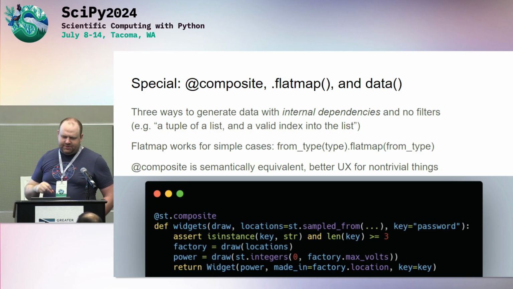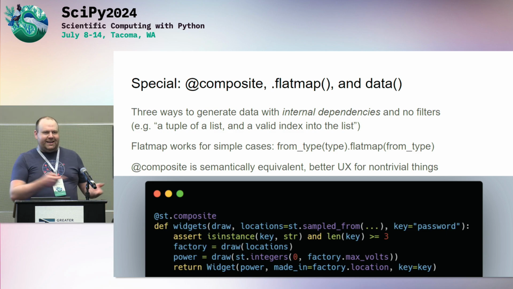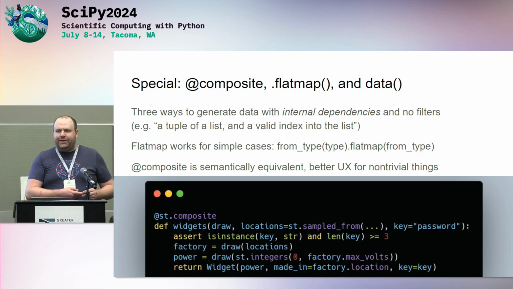Everything we've described so far has really been self-contained bits of data, where you sort of have a complete description of what it is and you build it up by composing parts. And that's most of the time, and it's beautiful when it works. But sometimes you have things that have internal dependencies, like you want an array plus a valid index into the array. And you can't, in general, generate these independently, right?